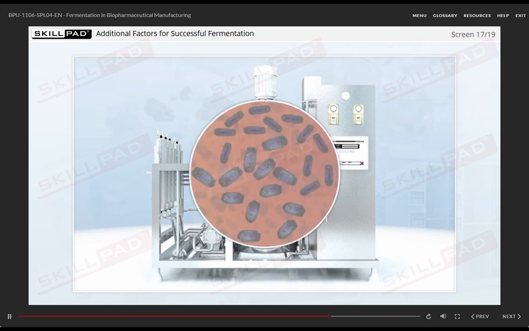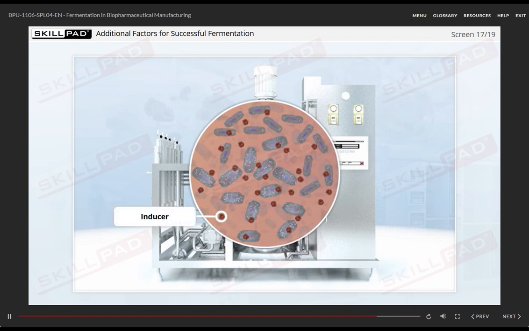Sometimes the gene coding for the protein of interest, in other words, the product, will only be expressed in response to the presence of a certain compound known as an inducer. The inducer is included in the growth medium. An example is starch, which triggers the production of amylase, which is the enzyme required to break down starch.